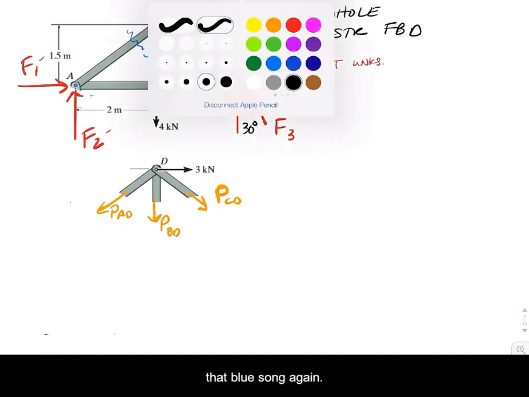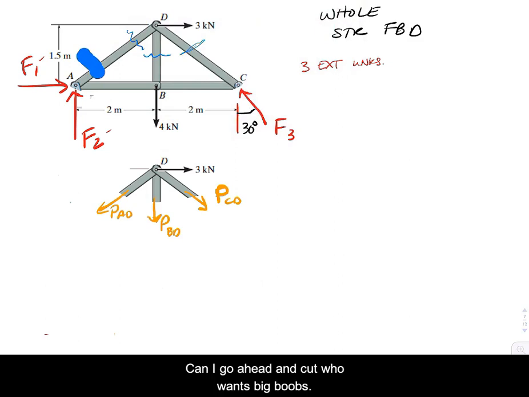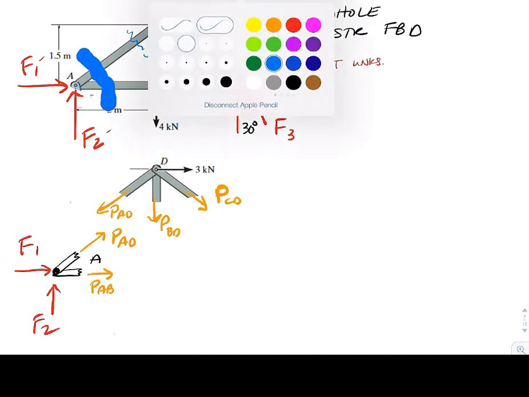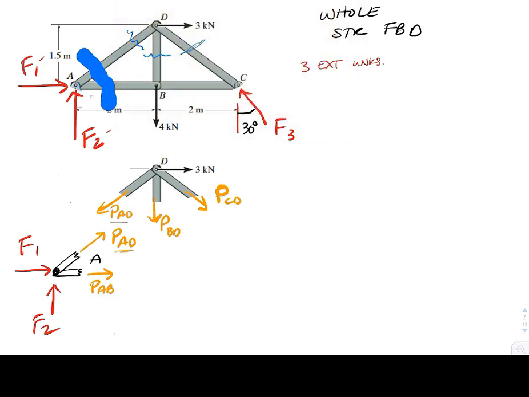And so we'll get ready to do a couple more. We're going to take out that blue saw again. Going to go ahead and cut, ooh, that's a big blue saw. Go ahead and cut joint A away. And we'd end up with a picture that looks like that down there. So notice that we've got equal and opposite internal forces. I've drawn them both in tension. So they're both pulling away from the joint. So the member right here is in tension, just like that member is drawn in tension. So that internal force has a sense, not a direction.